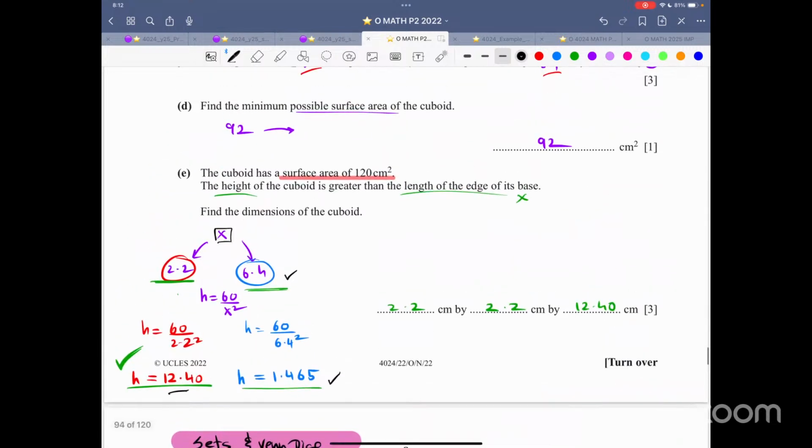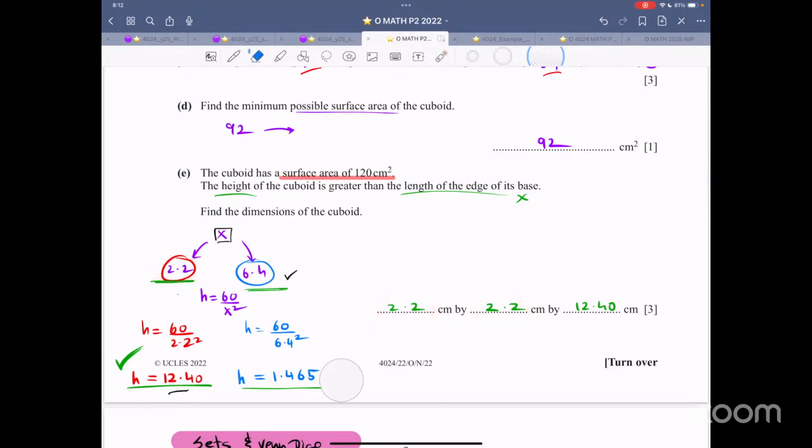What does it say? It says the height is greater than the length of the edge of the base. Height is greater than x. This is height, this is x; this is height, this is x, this is not. Because they are asking height is greater, find the dimensions of the cuboid. So this should be x equals 2.2.